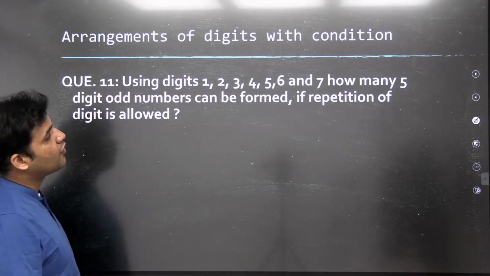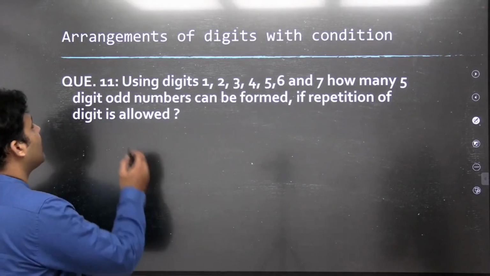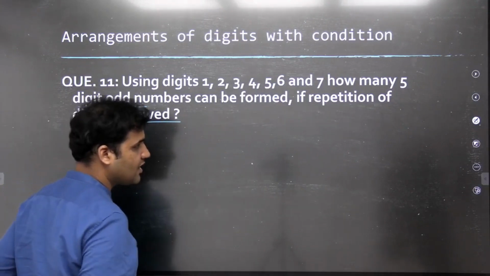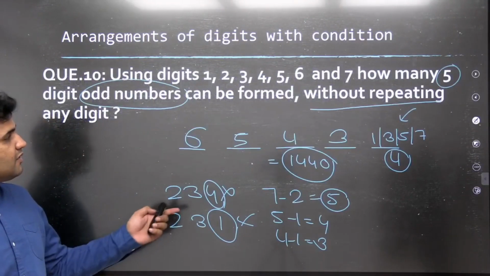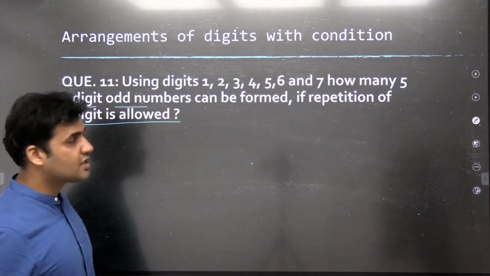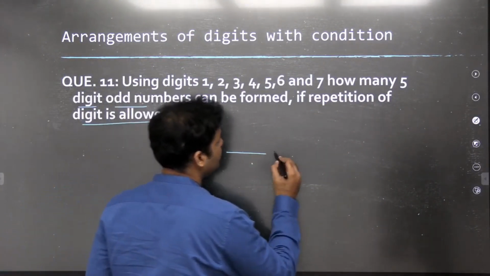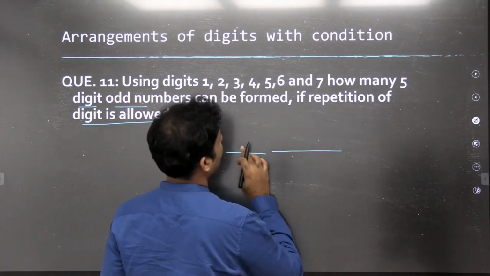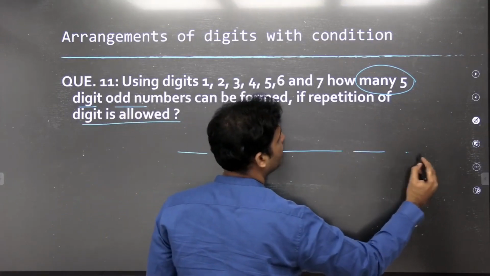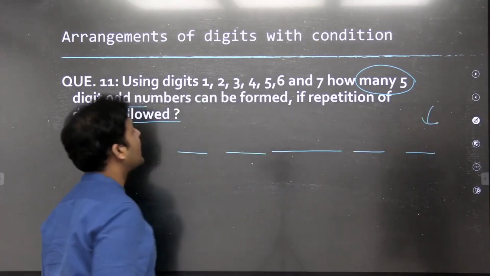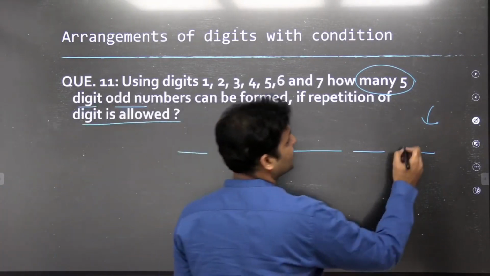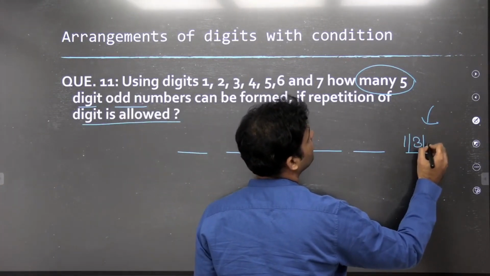Using digits 1, 2, 3, 4, 5, 6 and 7, how many 5-digit odd numbers can be formed if the repetition of digits is allowed? Now, what is the difference between this question and the previous question? In the previous question, it was without repeating any digit. But here, the repetition of the digit is allowed, and I have the same 7 numbers to be used. The number that I am supposed to make has to be 5-digit. 1, 2, 3, 4, 5. Now, the number has to be odd, and repetition is allowed. If the number has to be odd, the last place can be filled only with 1, 3, 5, or 7.